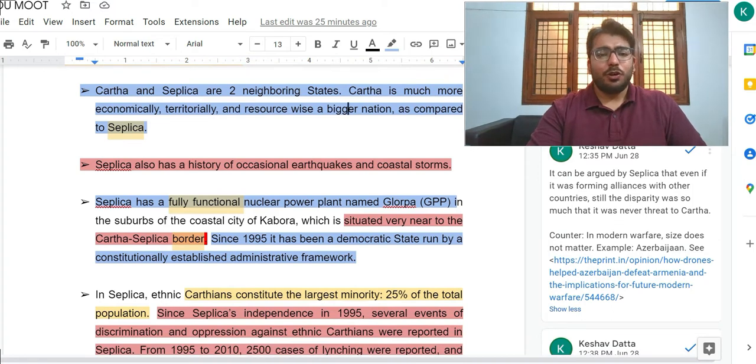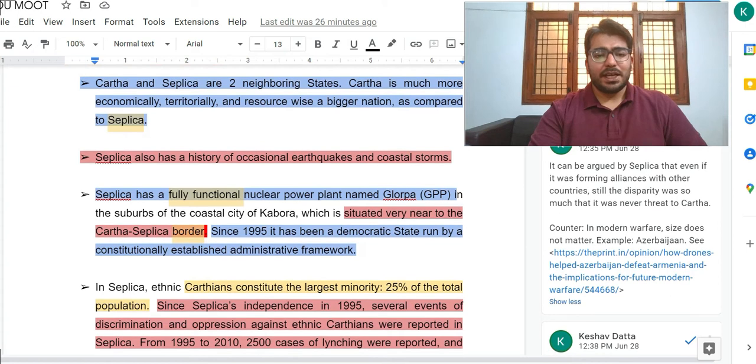The next line is: Supplica also has a history of occasional earthquakes and coastal storms. So even this is not an innocent line. This can obviously be used by the respondent, that is Katha, that since Supplica had a history of occasional earthquakes and coastal storms, it was not competent enough to handle the unstable nuclear plant that it had, which was kept near the border of Katha and Supplica. So not just were they economically poorer or didn't have enough resources, but above that they also had occasional earthquakes and coastal storms. So it was essential on the part of Katha to go into their territory and secure that nuclear power plant, because they never knew when it would blast and kill millions of people.